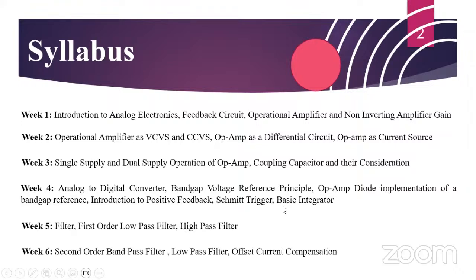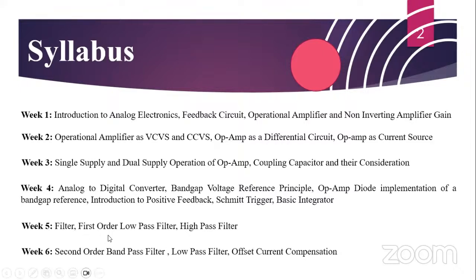Now in week 4, we discuss some implementations of the operational amplifier using diodes, and some positive feedback, along with analog to digital converters, because nowadays, as we know, most analog technology is being switched to the digital part. The basic signal available is an analog signal. How we convert this analog signal into digital, we will discuss in this.